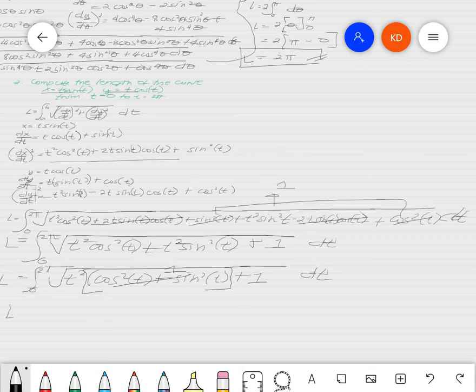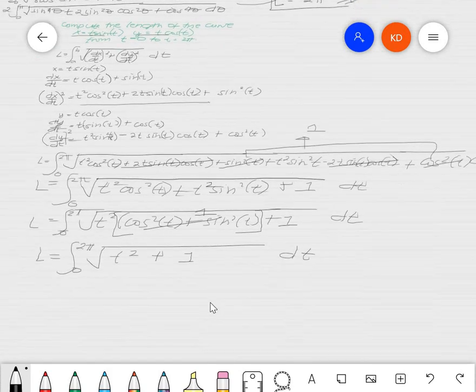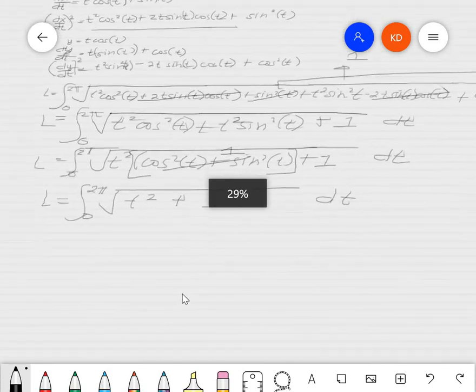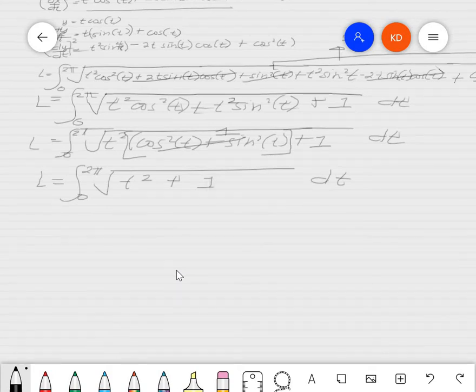So we have L is equal to the integration of, what's left is, t squared times 1, which is t squared, plus 1 dt from 0 to 2 pi. Now we need to make use of our methods of integration here. Maybe we could make use of the tangent, I mean, trigonometric substitution, which can be used on anything.